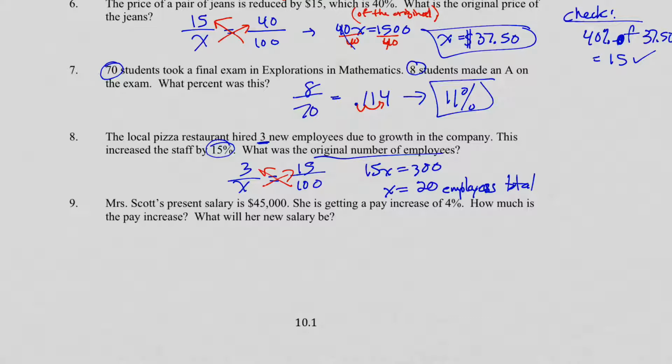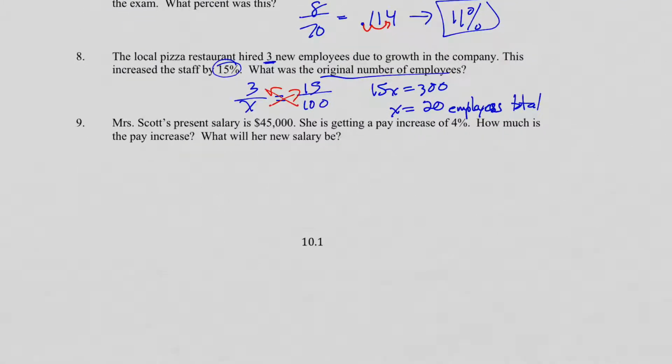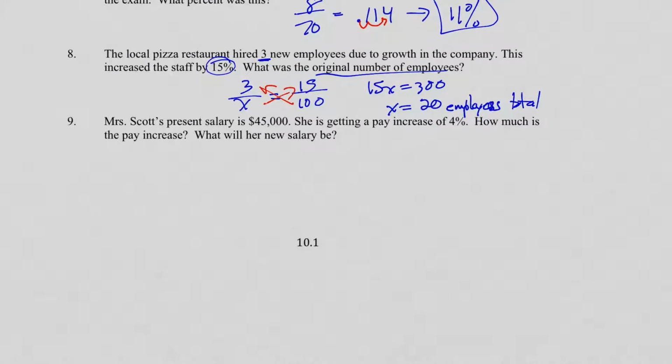Okay, so you should have gotten 15x equals 300. Divide by 15, you're going to get x equals 20 employees total. Okay, let's take a look at number 9.